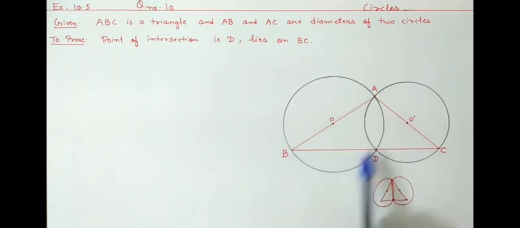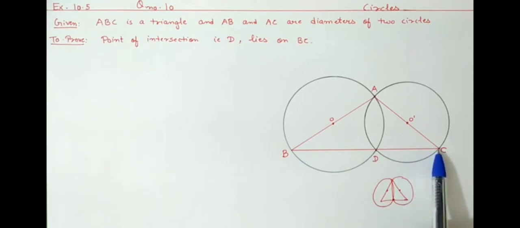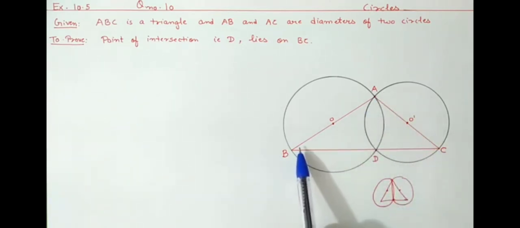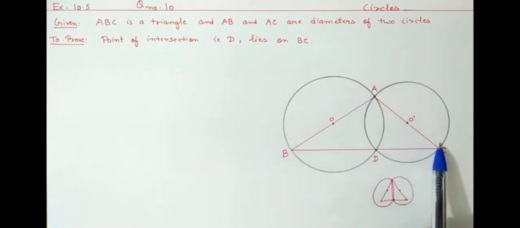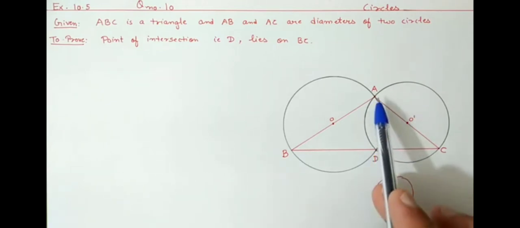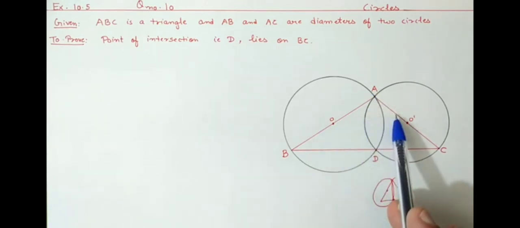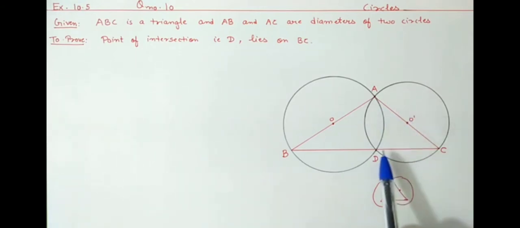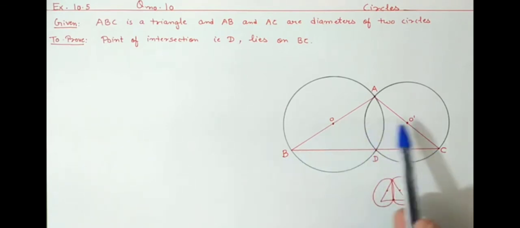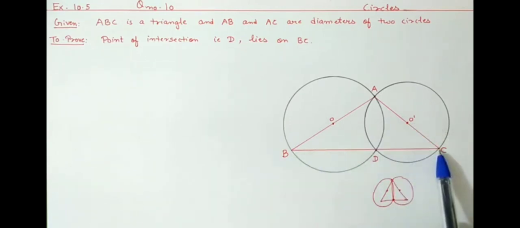Now let's see question number 10. Here ABC is a triangle, and two sides, AB and AC, are the diameters of two circles. We have to prove that the other point of intersection of these two circles, that is D, lies on the third side. Now A is the vertex, so it is automatically a point of intersection of the two circles. We have to prove that the second intersecting point, D, will lie on the third side, that is BC. Now let us see how to solve.